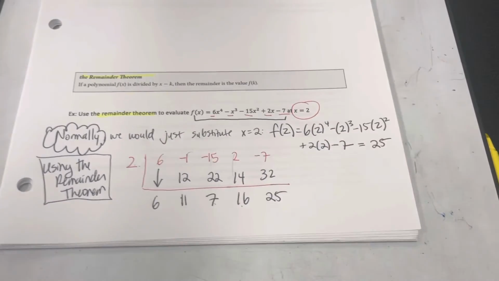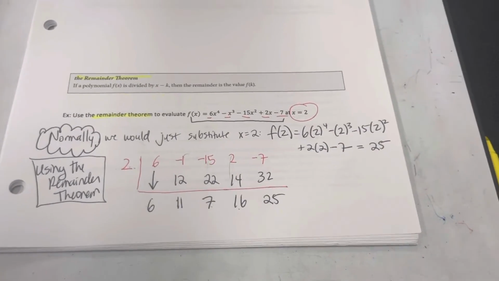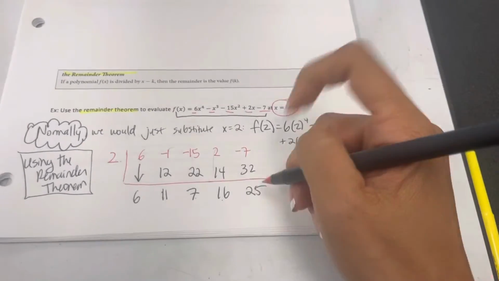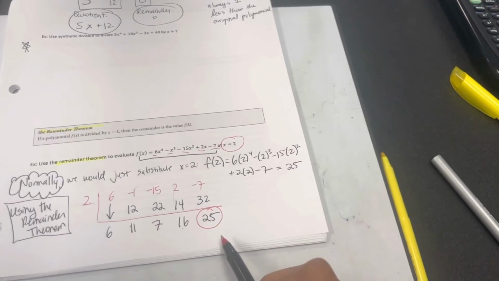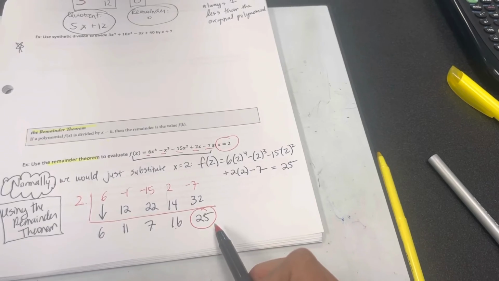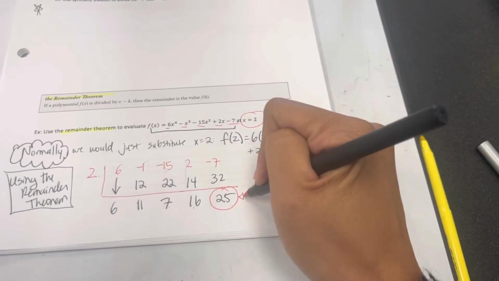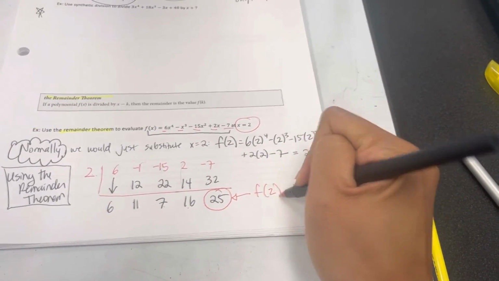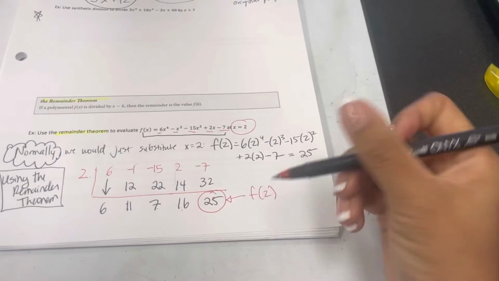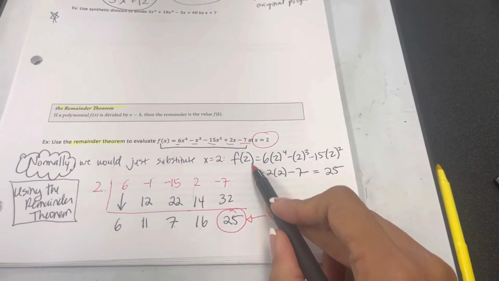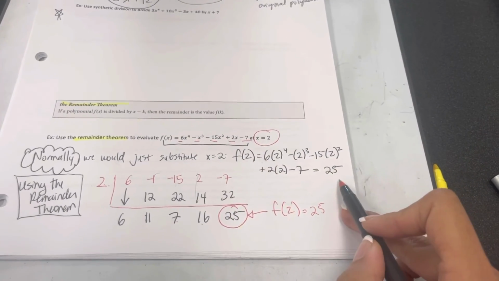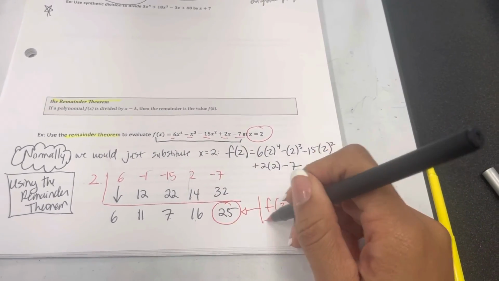25. Holy smokers, right? The remainder theorem says that the remainder of synthetic division, when you do this, is the answer for when you plug in f of 2 into this function. You will get 25, which is exactly the same answer as if you plug 2 into the original equation. And that's what the remainder theorem does.